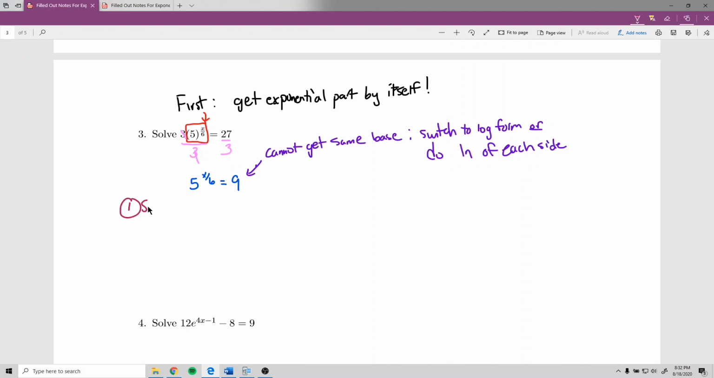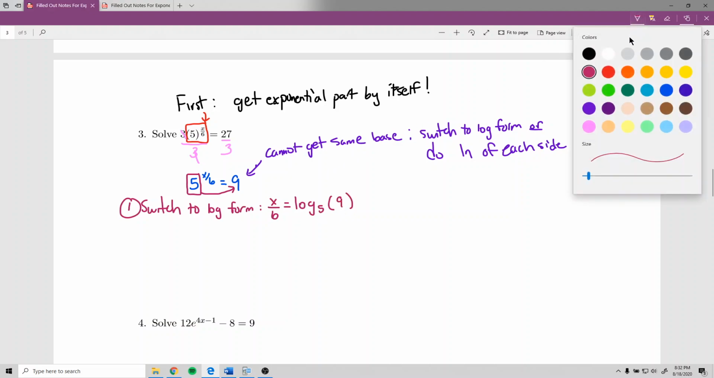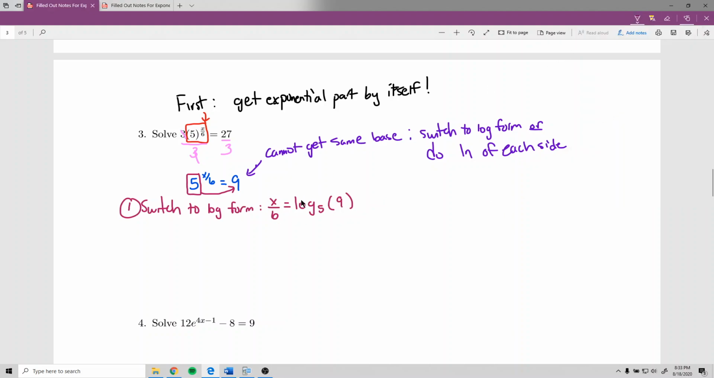So way one, switch to log form. Remember, to switch to log form, we grab the base, which is 5, and move it to the other side. On the left side, what's left here is the x divided by 6. And the right side, we have log. Its base is 5, and the inside is 9. Now this is just a number. We don't want to mess with it yet. It depends on what the question asks. You might want to type it in your calculator and get an approximate answer. You might want the exact answer, which means leave the log. But either way, you don't have x by itself yet, so don't use the calculator yet. So we want to get x by itself first.